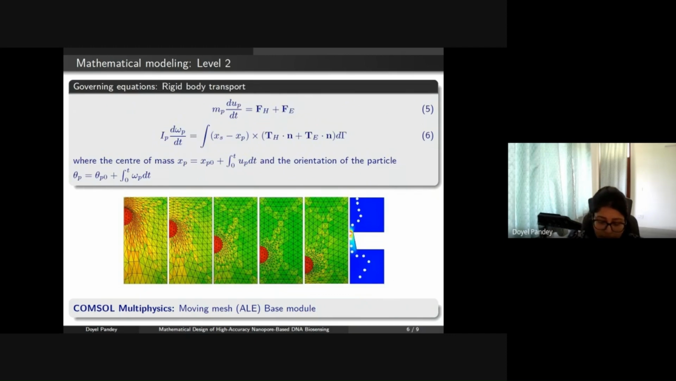Now, in level 2, once the electrokinetic framework has been established, the next step is to model the translocation of the biomolecule. Initially, the DNA can be thought of as a rigid particle, maybe a spherical particle, as you can see here. As the particle moves through the pore, it experiences both electrical as well as hydrodynamic forces. Since the computational domain changes continuously during this motion, the mesh must be deformed accordingly. This approach enables accurate prediction of particle trajectories and corresponding changes in ionic current during the translocation.